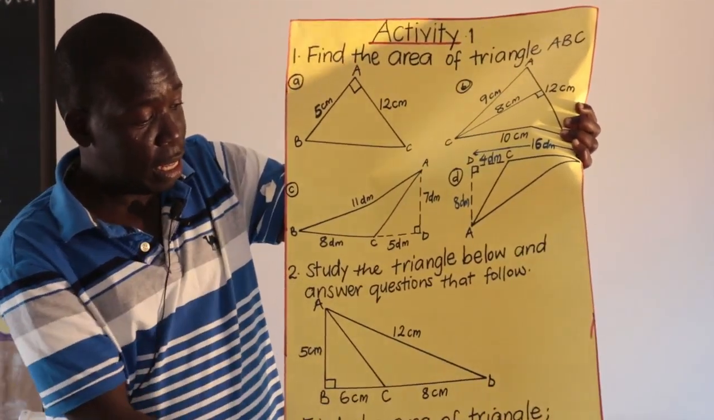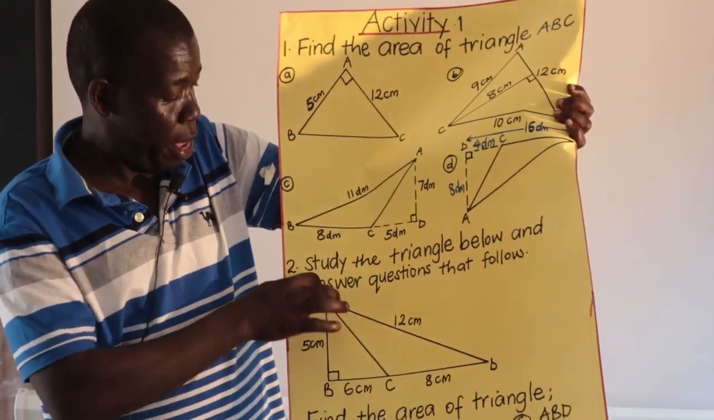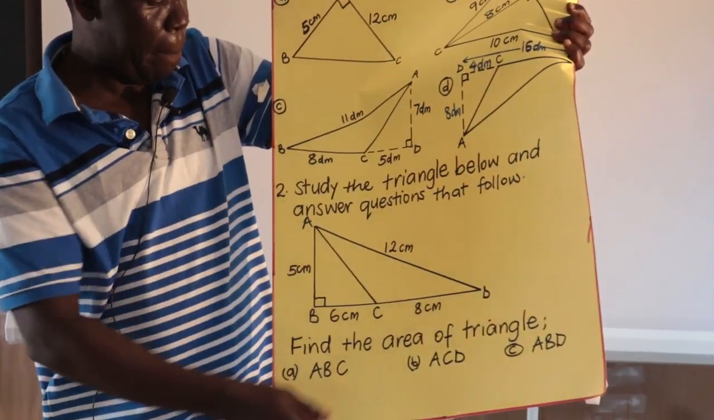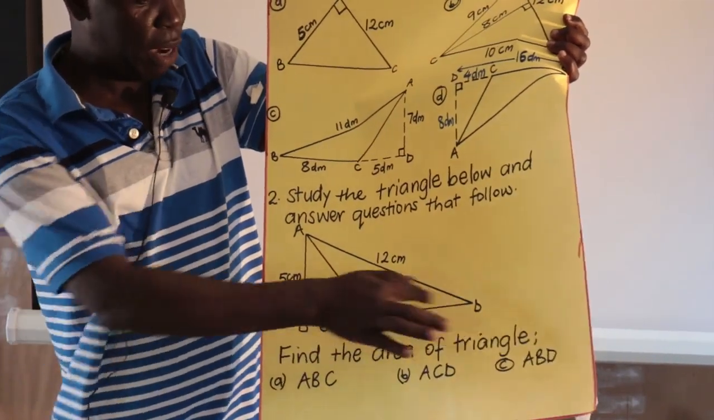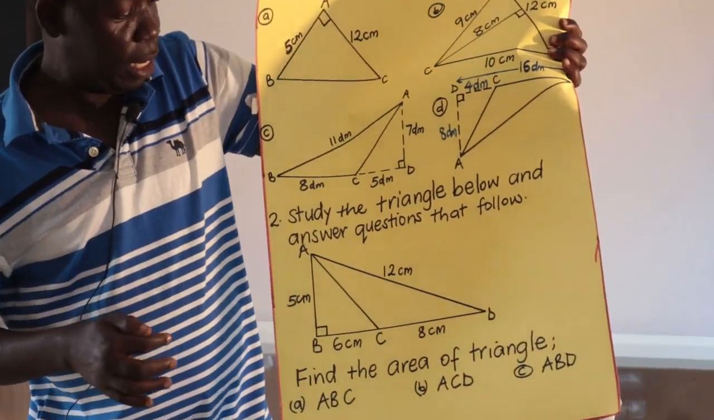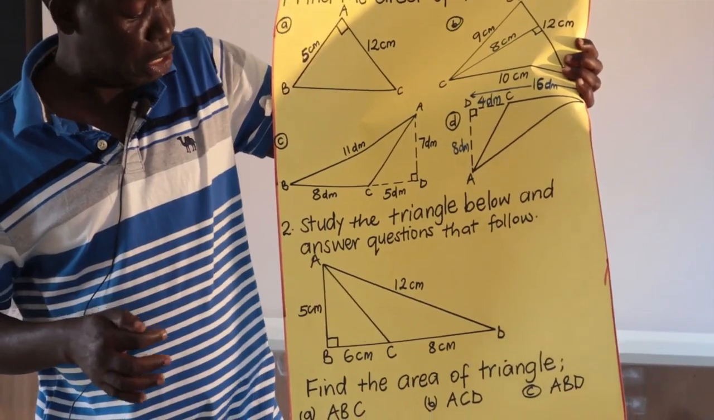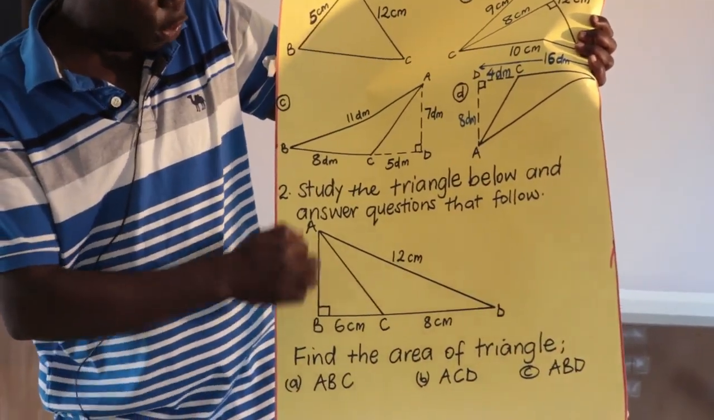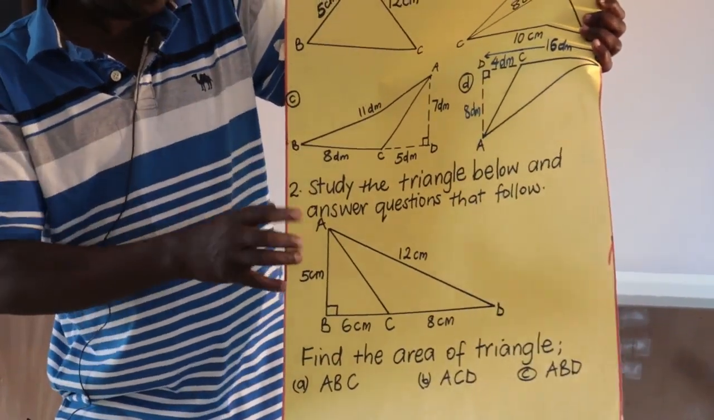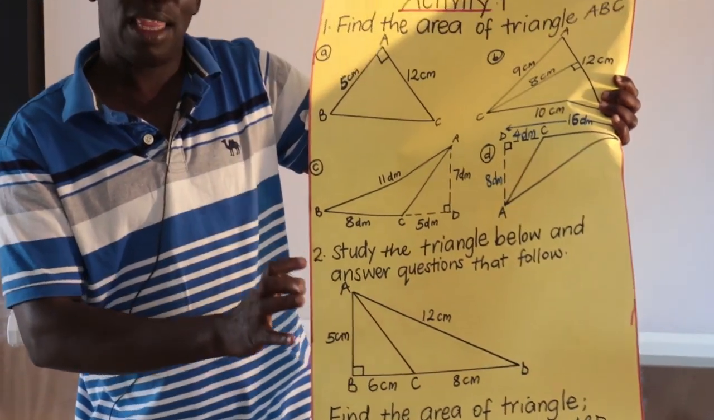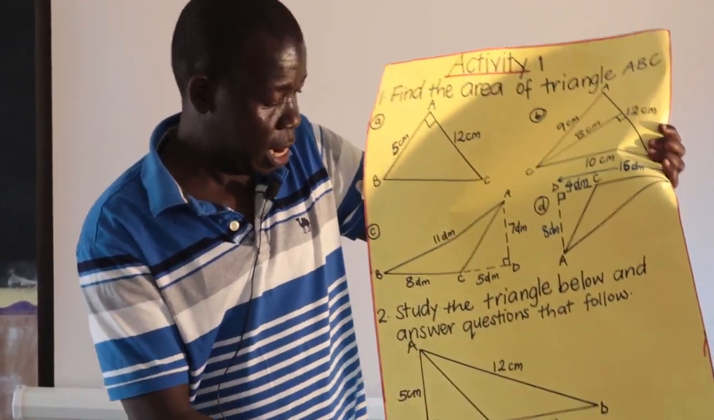And then lastly, here is ABD. Base, you must add this. You should have added 6 and 8 centimeters to give you 14 centimeters. And this is your height. So, briefly, children, that is that. Your answer is that one you got.